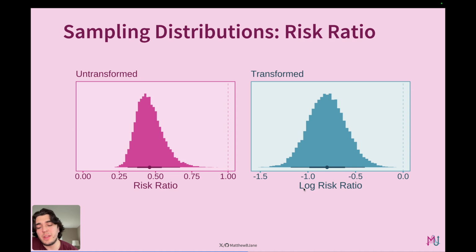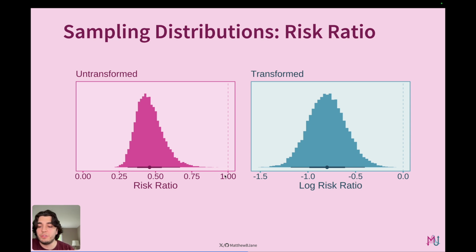Now, we can do a variance stabilizing transformation by just taking the natural log of the risk ratio. And so when we take the natural log, we'll see that the distribution becomes normal and symmetric. And the other thing is that the log risk ratio is also unbounded, so it can go from negative infinity to positive infinity.